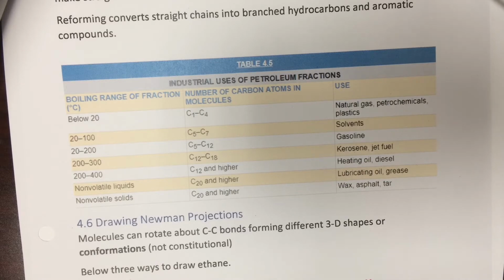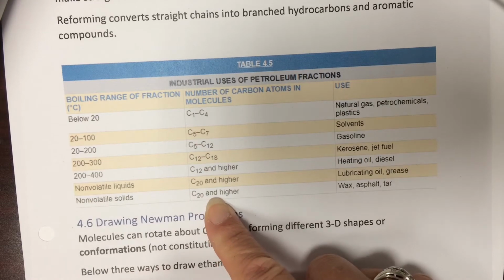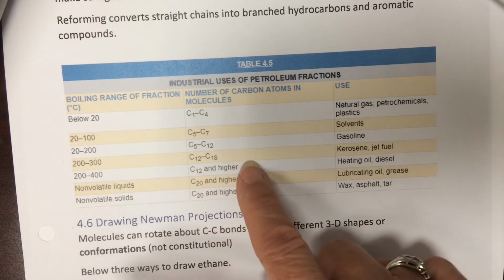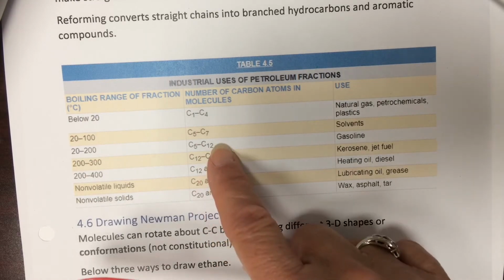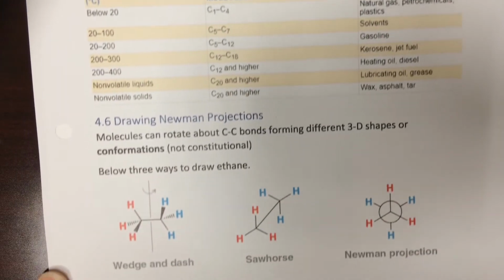When you go by a refinery and they have those tall towers, what they're doing is they're refining the oil, and they are separating it into these groups, and then the larger ones get cracked to make more of the gasoline, which is the more useful one. Okay, so let's then go on to drawing Newman projections.